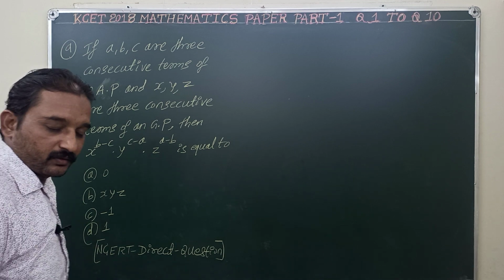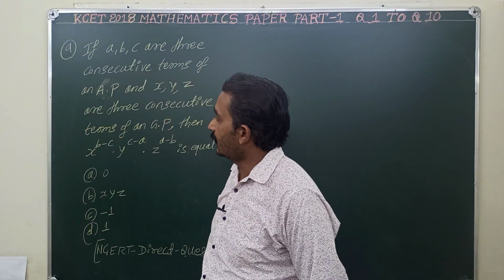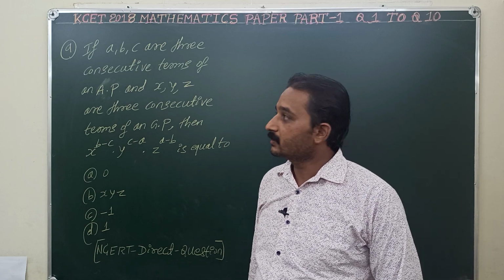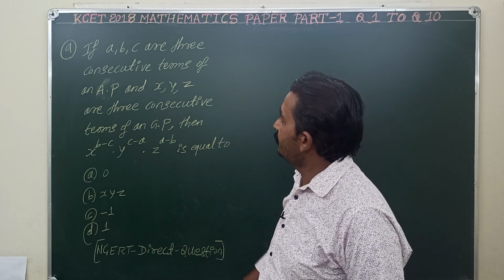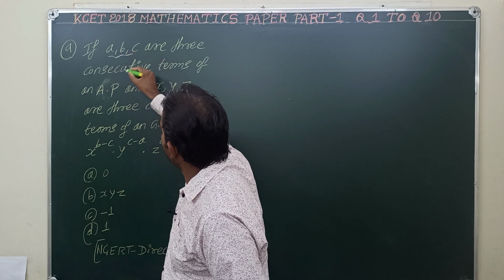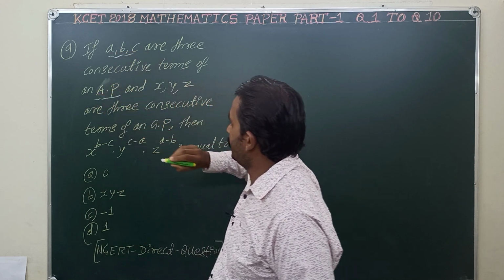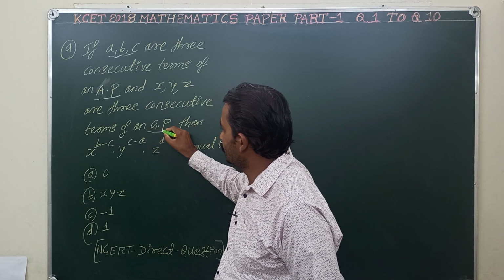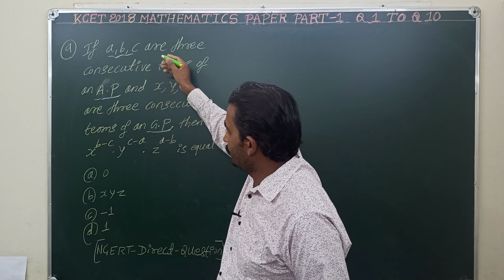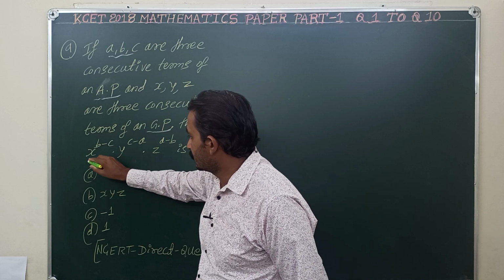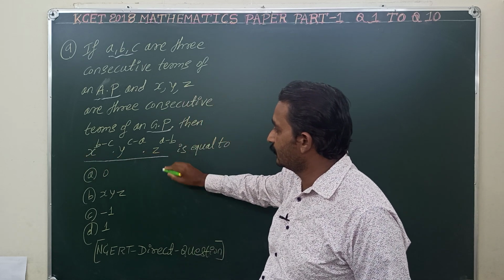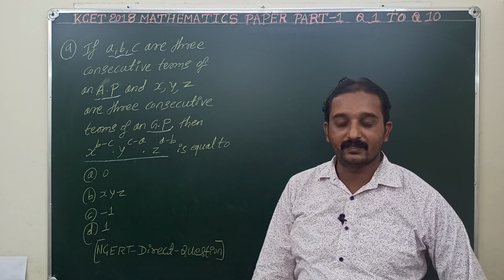So now let us move on to the next question, question number 9. This question is based on the chapter sequence and series. So let us see the question. If a, b, c are 3 consecutive terms of an AP and x, y, z are 3 consecutive terms of a GP, then find the value of x to the power of b minus c into y to the power of c minus a into z to the power of a minus b. What is it equal to?